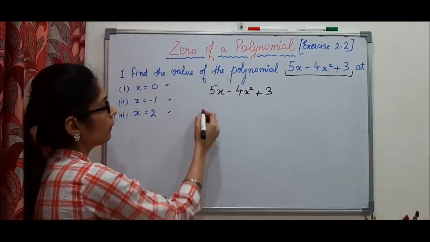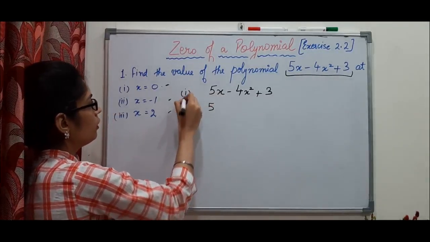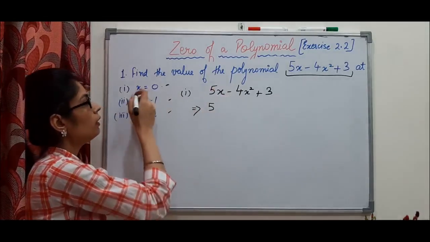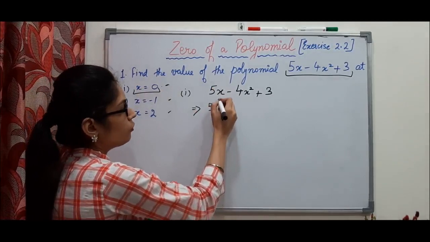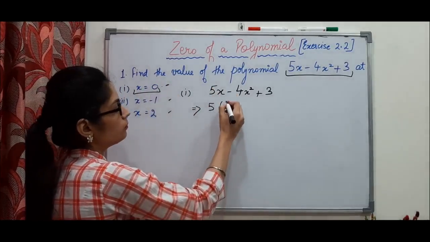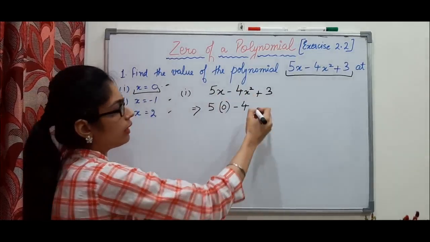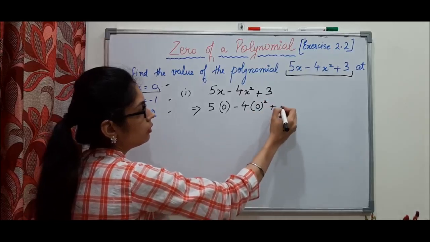So let's do it. First part I am starting now, where you have to find the value of this polynomial by putting x is equals to 0. So 5x means in place of x I have to put this 0. Minus 4, in place of x I have to put 0, x square, then plus 3.